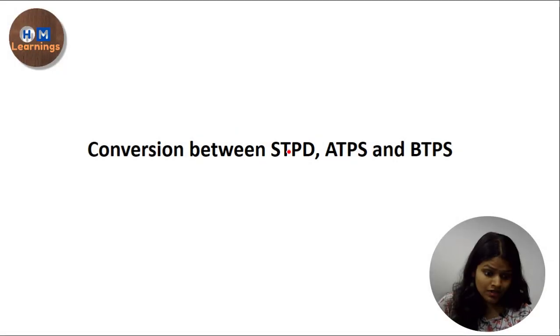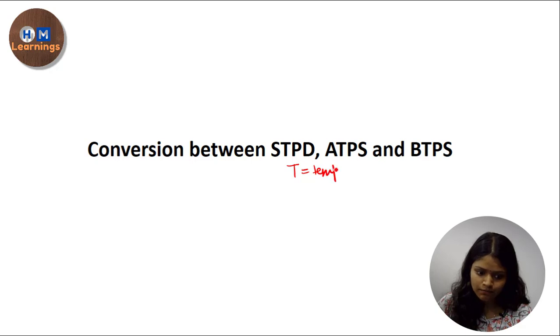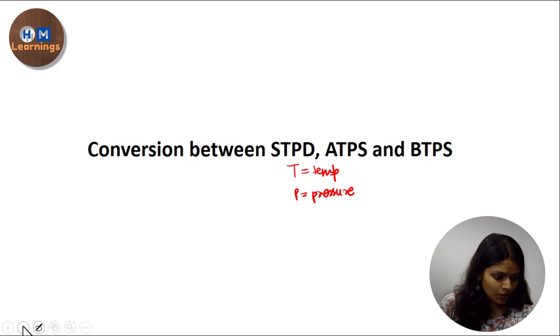I said that today's video is about how the volume of the gas changes with the change in conditions like temperature and pressure. Here T stands for temperature and P stands for pressure, and these two parameters, temperature and pressure, are what is changing in these three atmospheric conditions. So let's start the video.